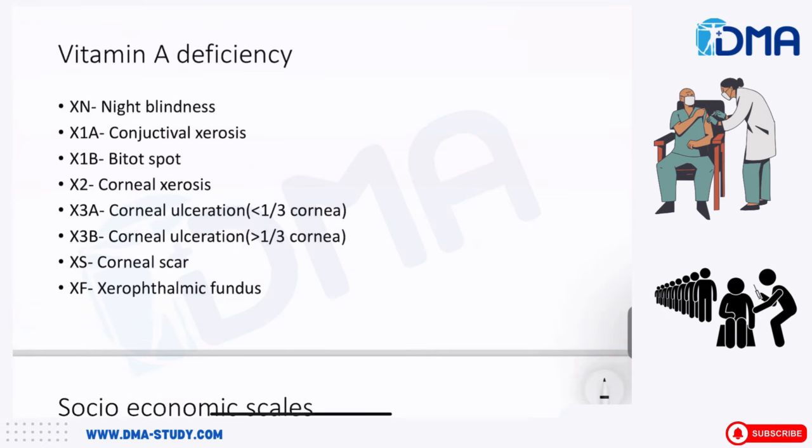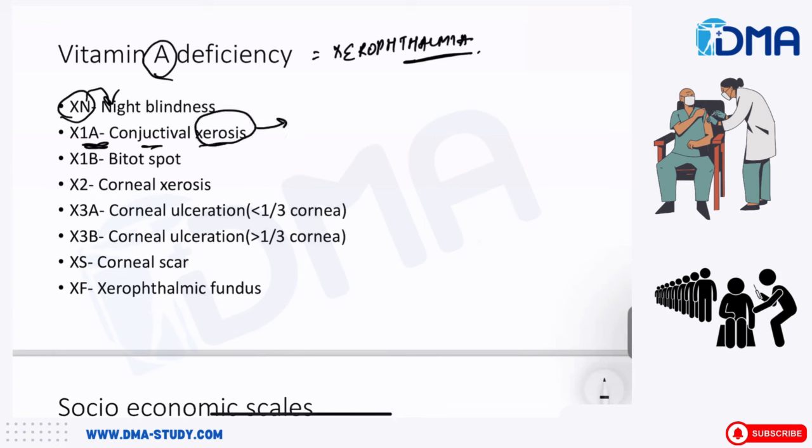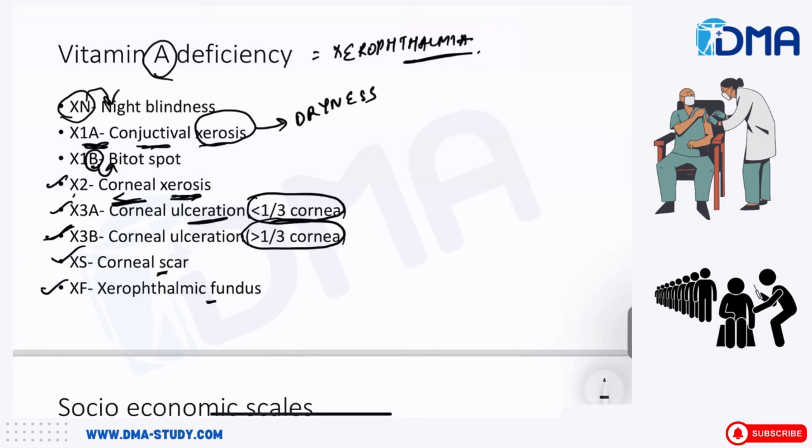So as I have said earlier, the vitamin A deficiency will lead to a condition known as xerophthalmia. So you have to know the stagings of that. See, XN. N is for night blindness. X1A initially conjunctival xerosis. Conjunctiva gets xerosed. What does xerosis mean? Xerosis means dryness. And X1B. B is for Bitot spot. X2. Corneal xerosis. Initially you have conjunctiva, you have cornea next. X3A is corneal ulceration involving less than 1/3 of the cornea. X3B is corneal ulceration involving more than 1/3 of the cornea. XS is corneal scar. XF is xerophthalmic fundus.